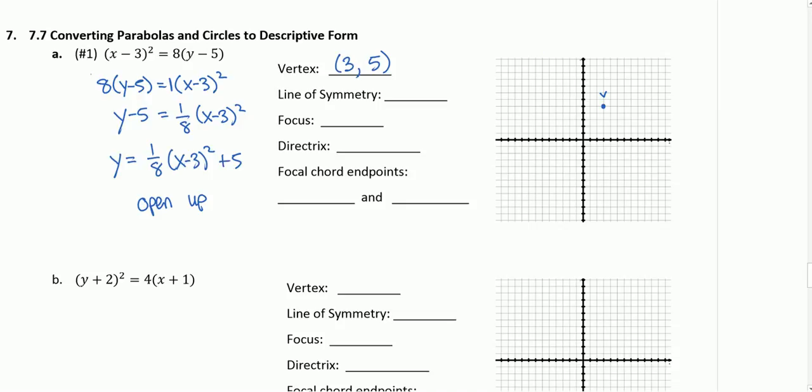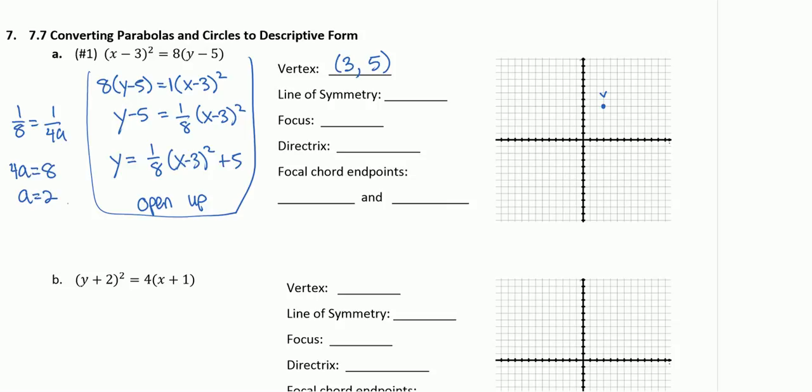The focus comes from taking that 1/8 and setting it equal to 1 over 4a. So 4a is equal to 8, a is equal to 2, and a is the distance from the vertex to the focus. And because our parabola is opening up, we're going to go up 2 units from our vertex. And so that's going to be at 3, 7.